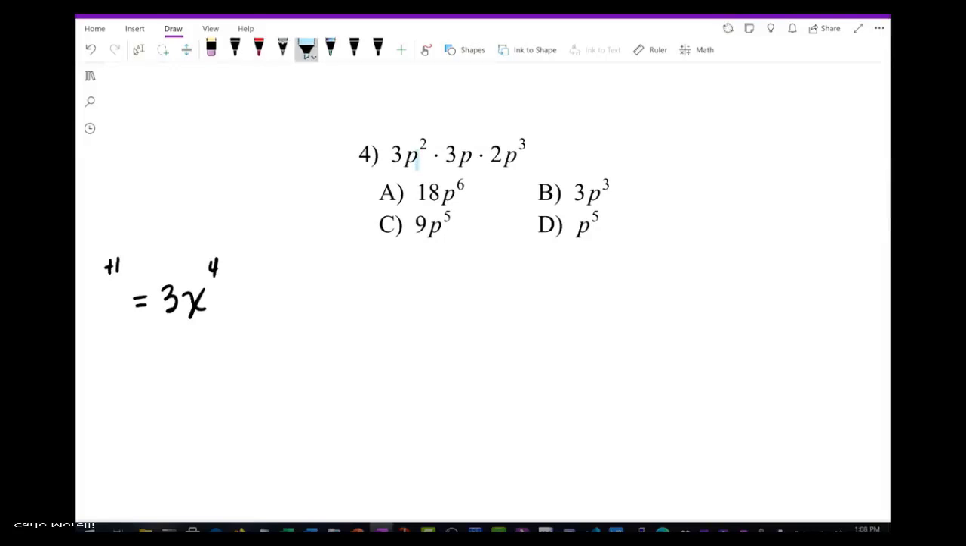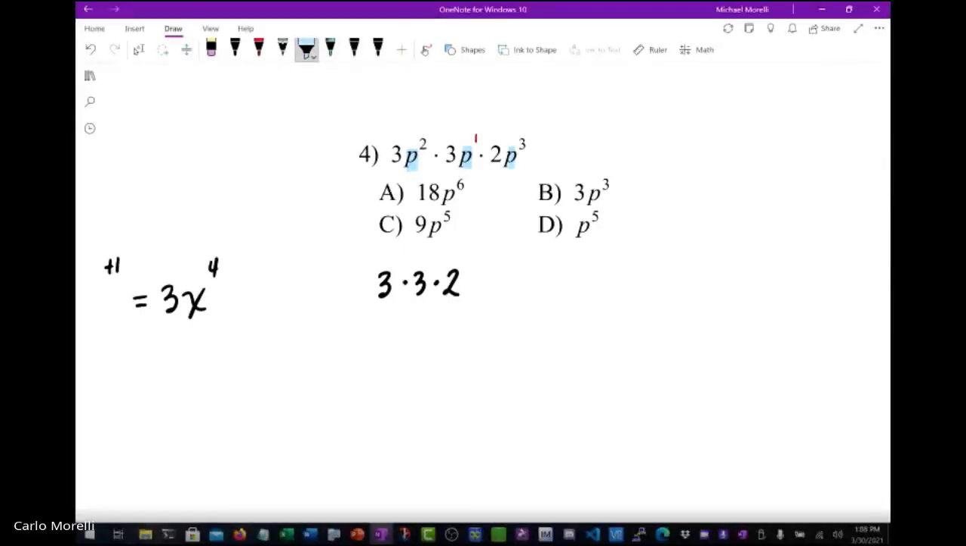Here, check again, the base is the same. So we just need to add the little 1 right here. And then we'll write down 3 times 3 times 2. What I've done is I've grouped the constants together, the 3, 3, 2. I'm allowed to do that in multiplication, move them around as I see fit, times p raised to the power of 2 plus 1 plus 3.